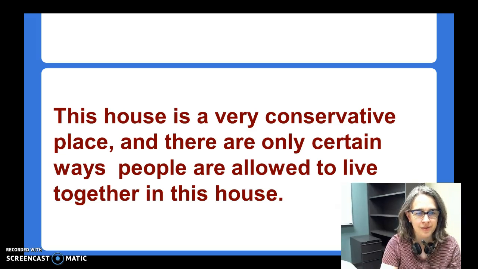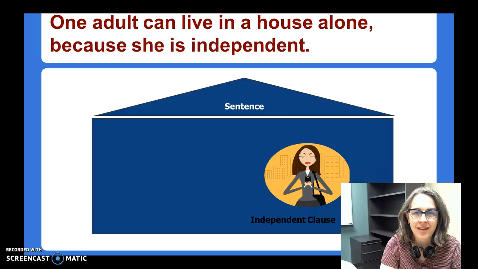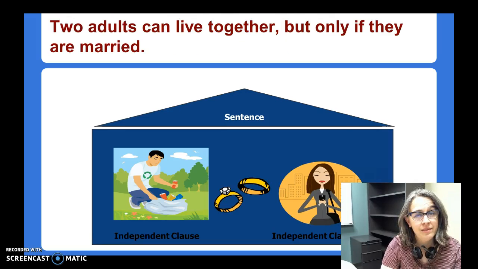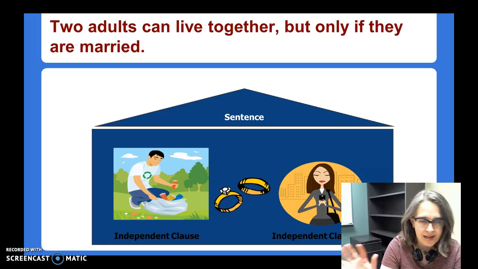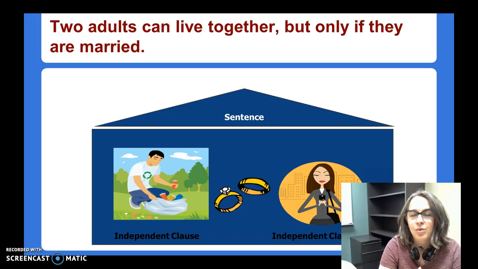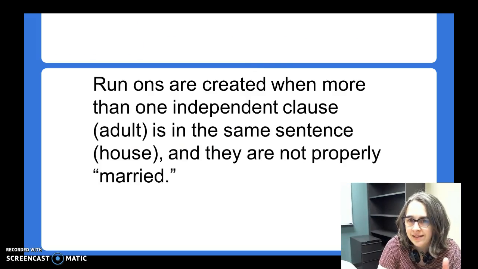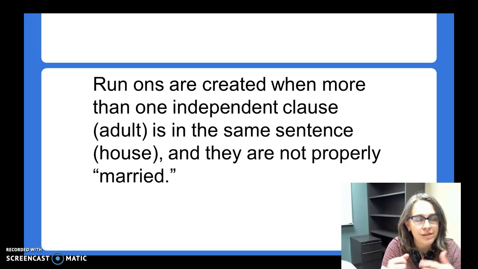It's a very conservative house. There's all kinds of rules and ways that people can live in this house together because this is grammar after all. One adult can live in the house all by herself because she's independent, right? So you can have an independent clause in a sentence, period, the end, everything is good. You can also have two adults living in the same house, but only if they are married. Grammar is a conservative place. We can't have adults cohabitating without rules. In the world of sentences, we want these two people to be properly joined. So a run-on sentence is created, again, when we have more than one independent clause trying to live in the same sentence or house, but they're not properly married.